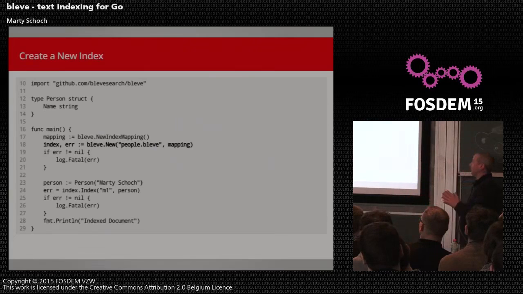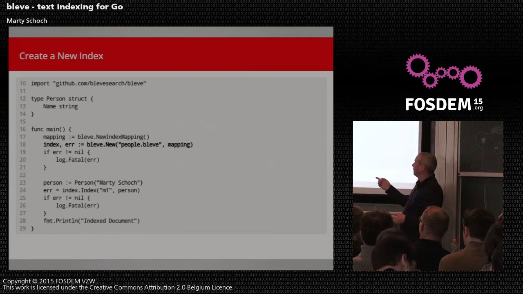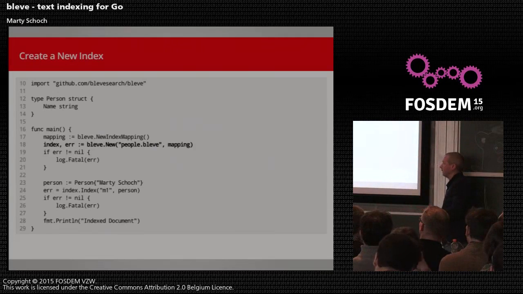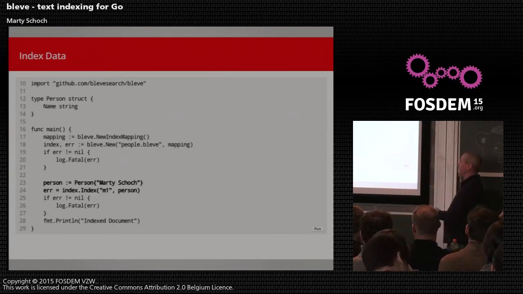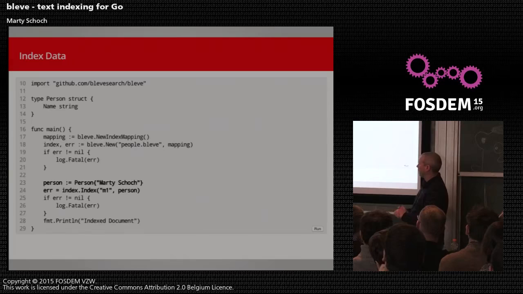And here on line 18, we open the index, or create a new index in this case. Now, when we create a new index, we provide the path and then a reference to the mapping that we just created. That's going to return either an index or an error. And once we've got the index open now, we're going to go ahead and create an instance of that person structure with my name, Marty Schock.